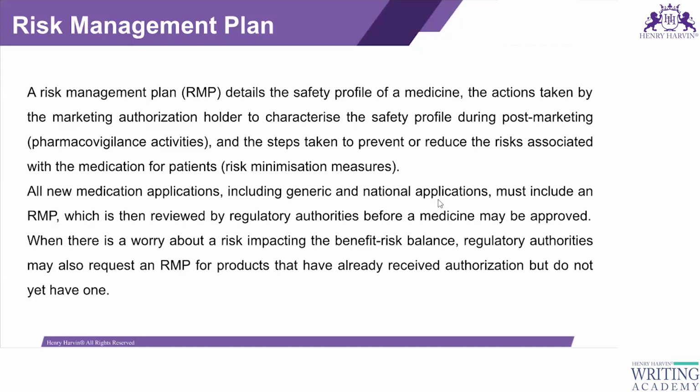So in case any report is reported to the regulatory authorities, or any information reaches the regulatory authorities, in which they have a doubt that a particular adverse reaction or a particular incidence is impacting the risk benefit balance, then the regulatory authorities can also ask for the RMP for the products which have already received the authorization but yet do not have any RMP.